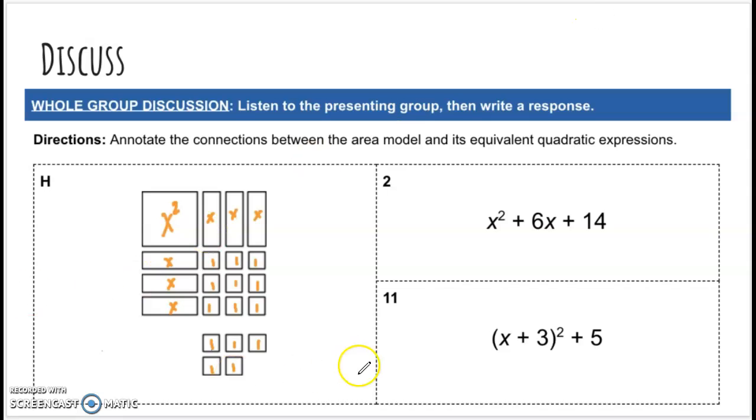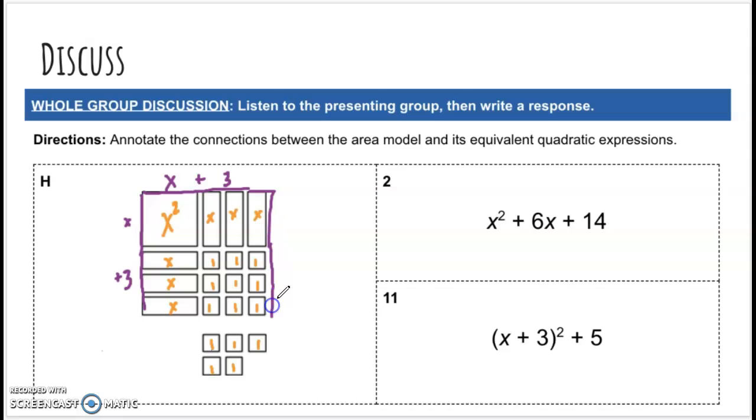But now let's take a look, and I'll switch back to purple, and see if we can annotate the same image to come up with this x plus 3 squared plus 5. If I'm treating this like an area model, I've got x and 3, so x plus 3, and then the same thing, x and 3. And if I multiply them out, I'm treating this like that area model.